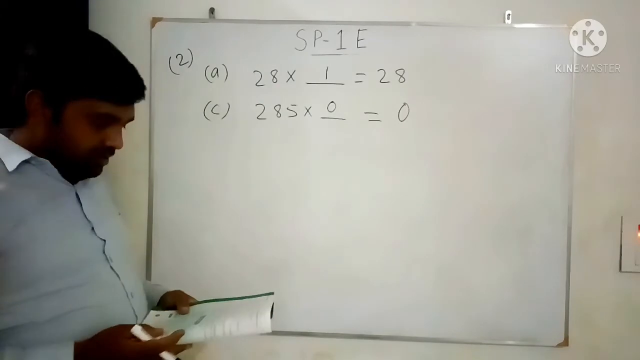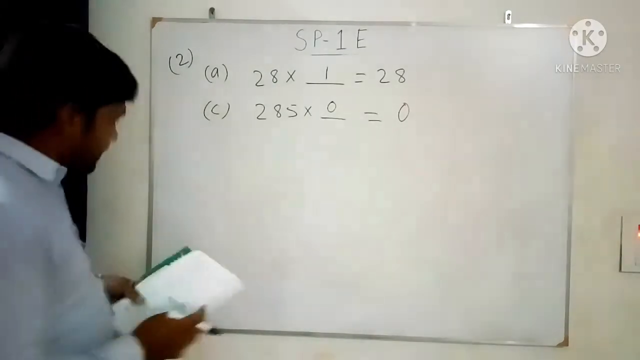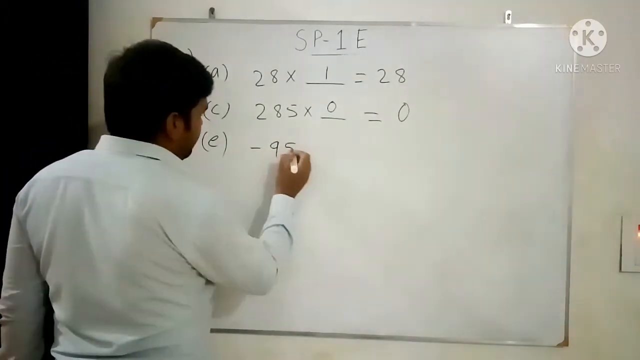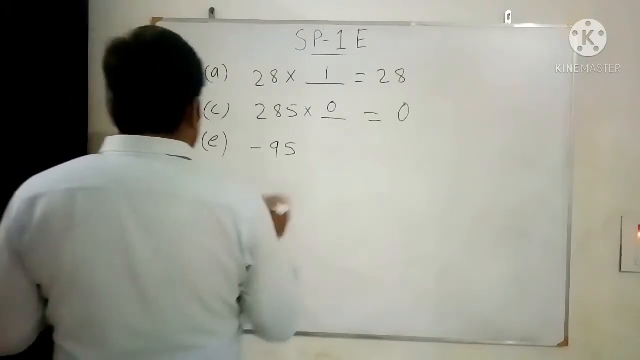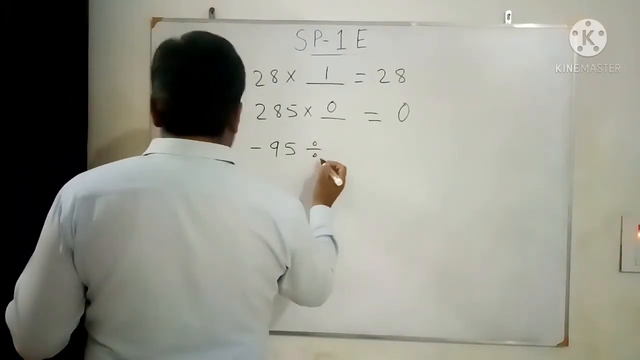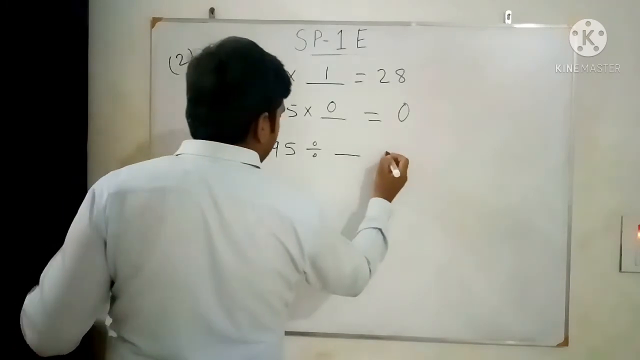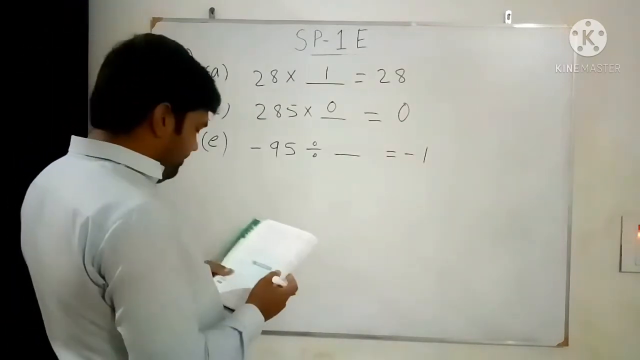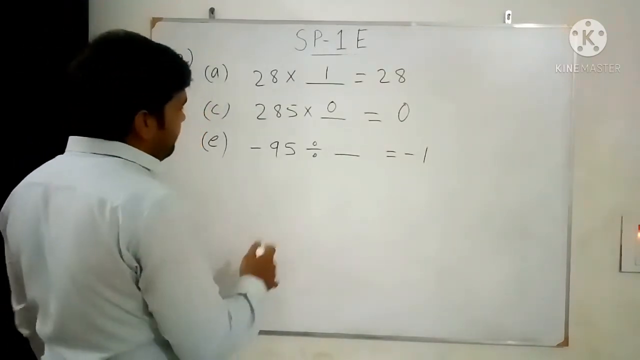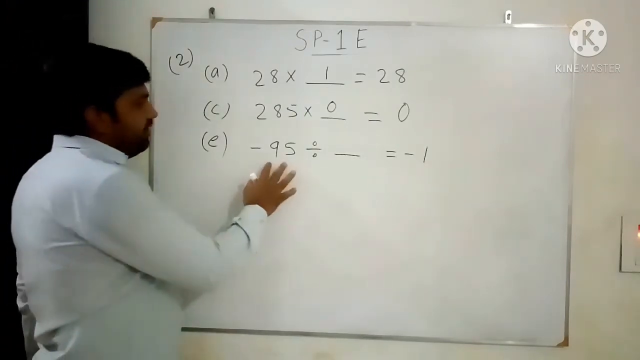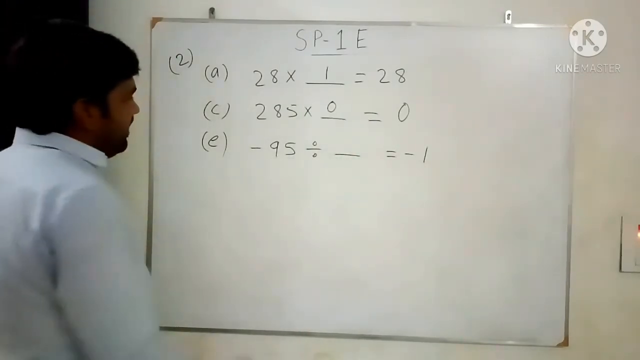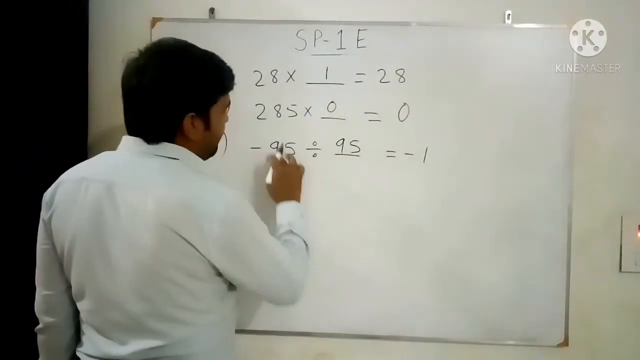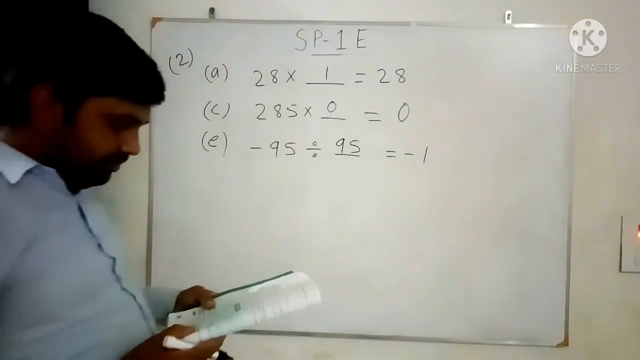So 285 zeros are 0. Now next question, E: minus 95 divided by something equals minus 1. So by which integer do we divide minus 95 so that the quotient will be minus 1? By the same number, 95, you divide it. Minus divided by minus gives plus, 95 ones are 95, so minus 1 you will get as the quotient.